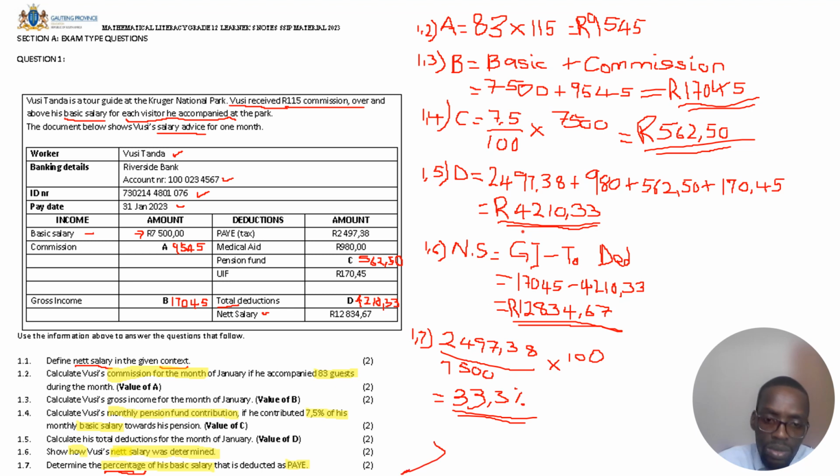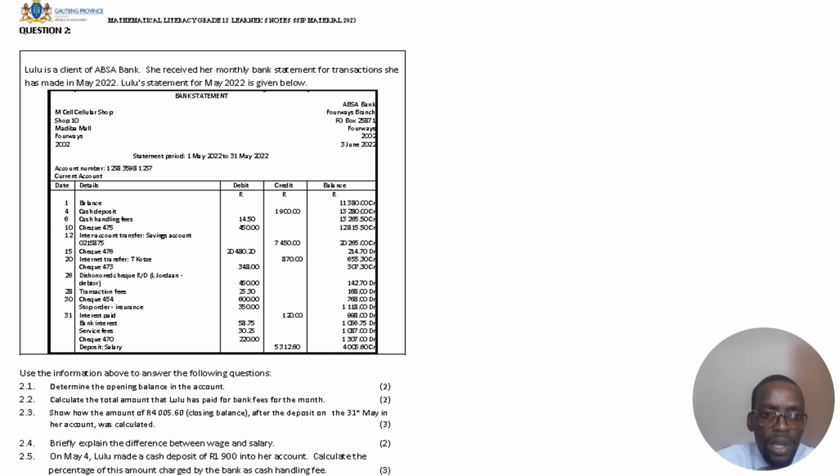Okay, because this one was a fairly easy question, and I want to believe that you managed to get it right. Right. Let me share with you the next screen. So this one was on pay slips. Now let me just share with you the next screen, and it's yet another question, on bank statements this time around. Now this one is a bank statement for Lulu, who is a client at Absa Bank, and it is a monthly bank statement for the month of May.